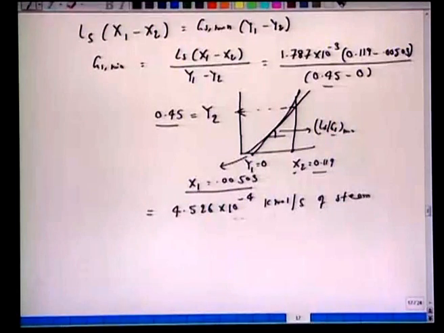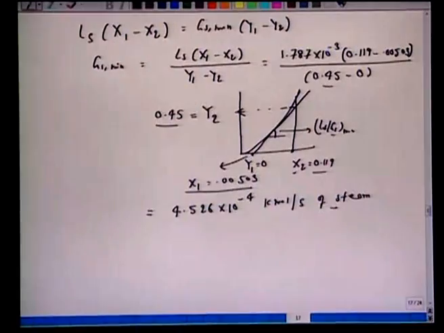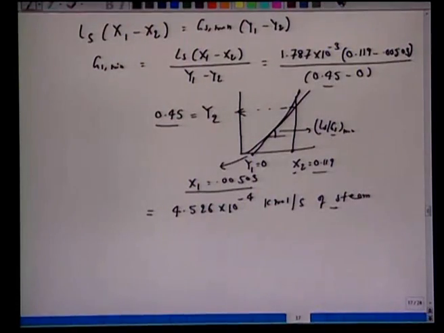This is the minimum amount of steam required. Here, of course, the driving force will become 0. Again, we said in the last class that either it's done graphically or it's done numerically.